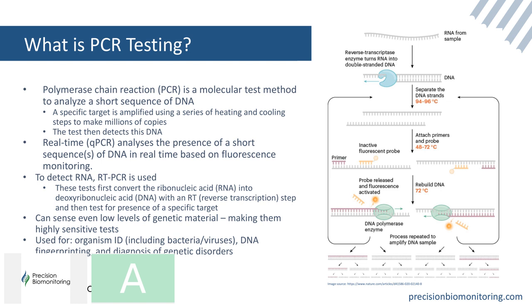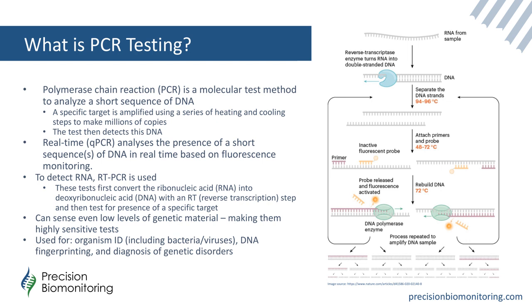For real-time PCR, which is commonly used for COVID testing and other forms of diagnostic testing, the analysis of the presence of that short target sequence that's being amplified is obtained in real time, and it's based on fluorescence monitoring. There are all kinds of different ways that you can assess the presence or absence of that target, depending on the kind of PCR. If you have a look at the image to the right, it goes through the steps for a real-time PCR reaction.